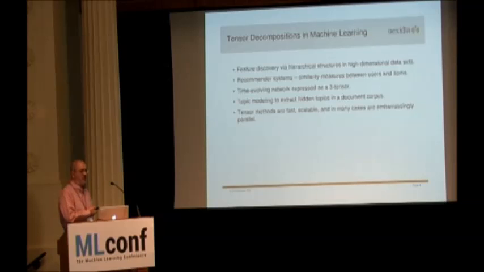Now, as far as machine learning, people are using this actively in feature discovery and recommender systems. When you've got multiple users and multiple items, you've got a natural multi-dimensional hierarchy. So using a multi-dimensional type of data structure here can help. People are also looking at time-evolving networks. And the 3-tensor there is they've got time as a factor, or time as a dimension, and they're looking at these complicated structures stacked up over time.